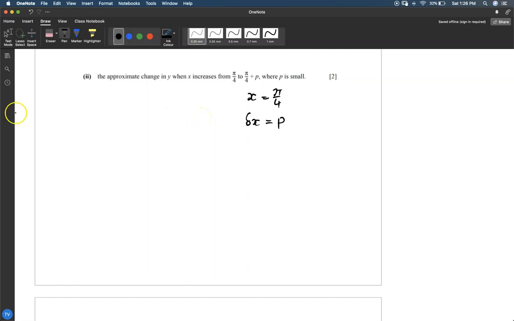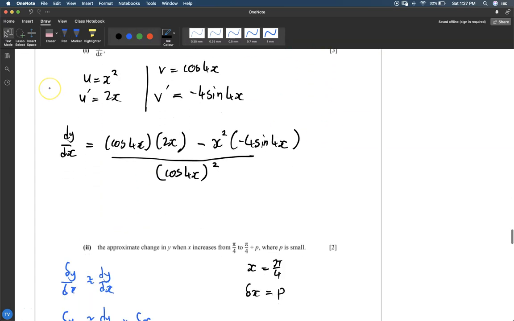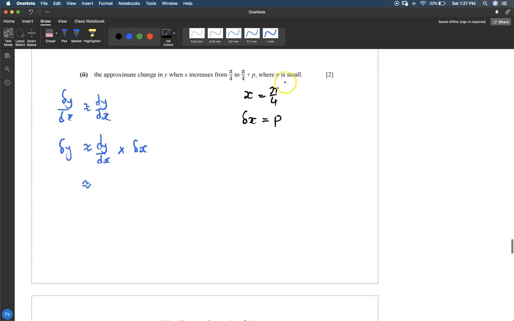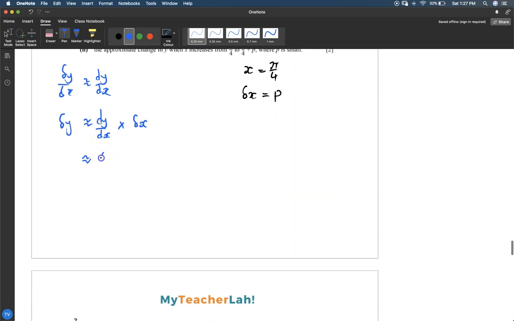Okay, so what do we do? As usual, I'm using this formula, delta y over delta x, which is approximately equivalent to dy dx, and rearrange to find delta y times delta x. Okay, so the dy dx, we use back what we had earlier. So this is what we had earlier, right? So what I'm going to do is straight away substitute my x into this x. I'm skipping one step because I've already taught you how to do this earlier.